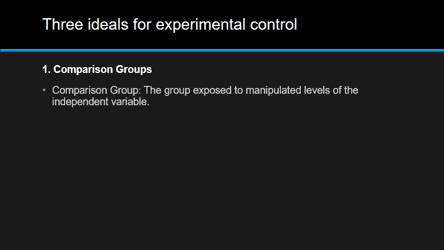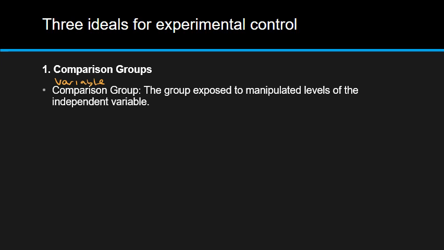Okay, so now, technically, when we do an experiment, there's three ideals, if you will. The ideal experiment would have these three things. First off, it's going to have comparison groups, and there's two sets of them. The comparison group itself is the group that's exposed to manipulated levels of the independent variable. You might have also heard of this called a variable group.